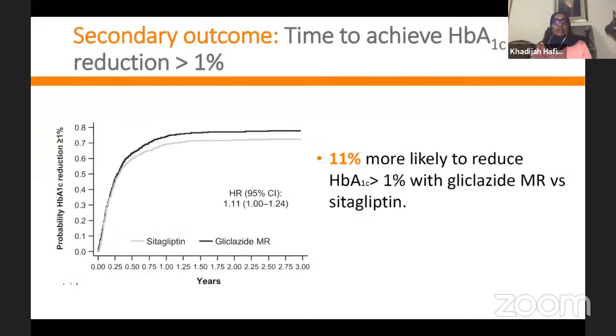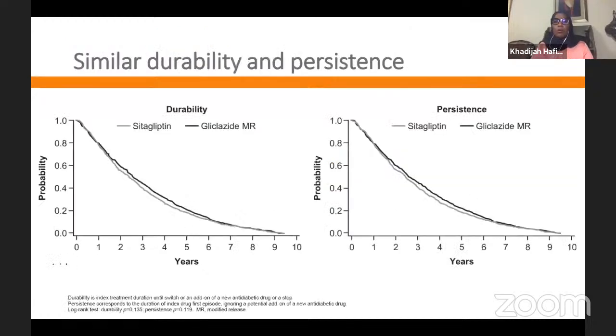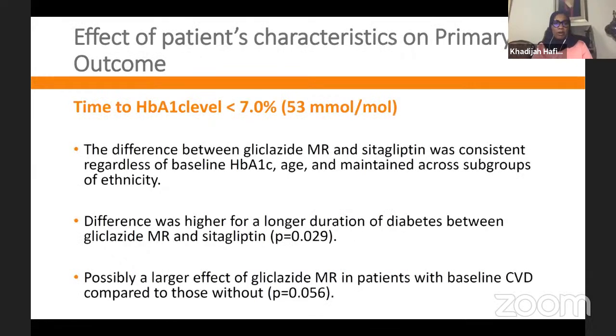Then when we look at the time to achieve the hemoglobin A1C reduction of more than 1% from their baseline, the difference was much smaller, but also significant, with 11% more likely to reduce A1C with gliclazide MR compared to sitagliptin. What about the durability and persistence? It was almost superimposed, as you can see there from the curves. So there was really no difference in terms of the durability and the persistence in therapy.